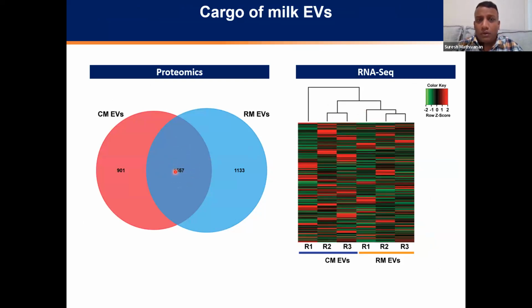However, despite the different batches of milk, different cows, different food that has been fed, and all the processing that has been undertaken, there are still a lot of proteins and RNA which were common between them. But there are also a lot of proteins and RNA which are different between the commercial milk and the raw milk EVs.